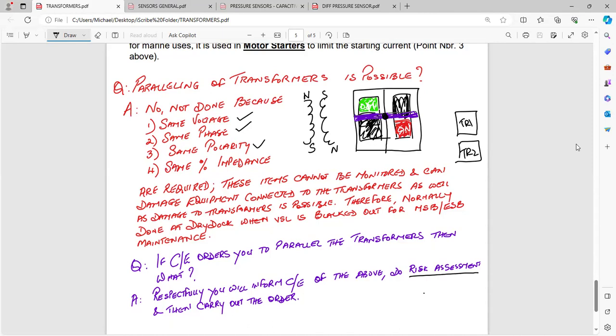Suppose the examiner says, as you said, for paralleling we need same voltage, same phase, same polarity, and same impedance. So after giving this answer, if the examiner says, suppose your voltage, phase, and polarity are everything matched, can we still parallel the transformer or not? What do we have to say? So how do you know? Is there any device there that is showing you voltage is same, phase is same, polarity is same, impedance is same? Is there anything to give you that indication?